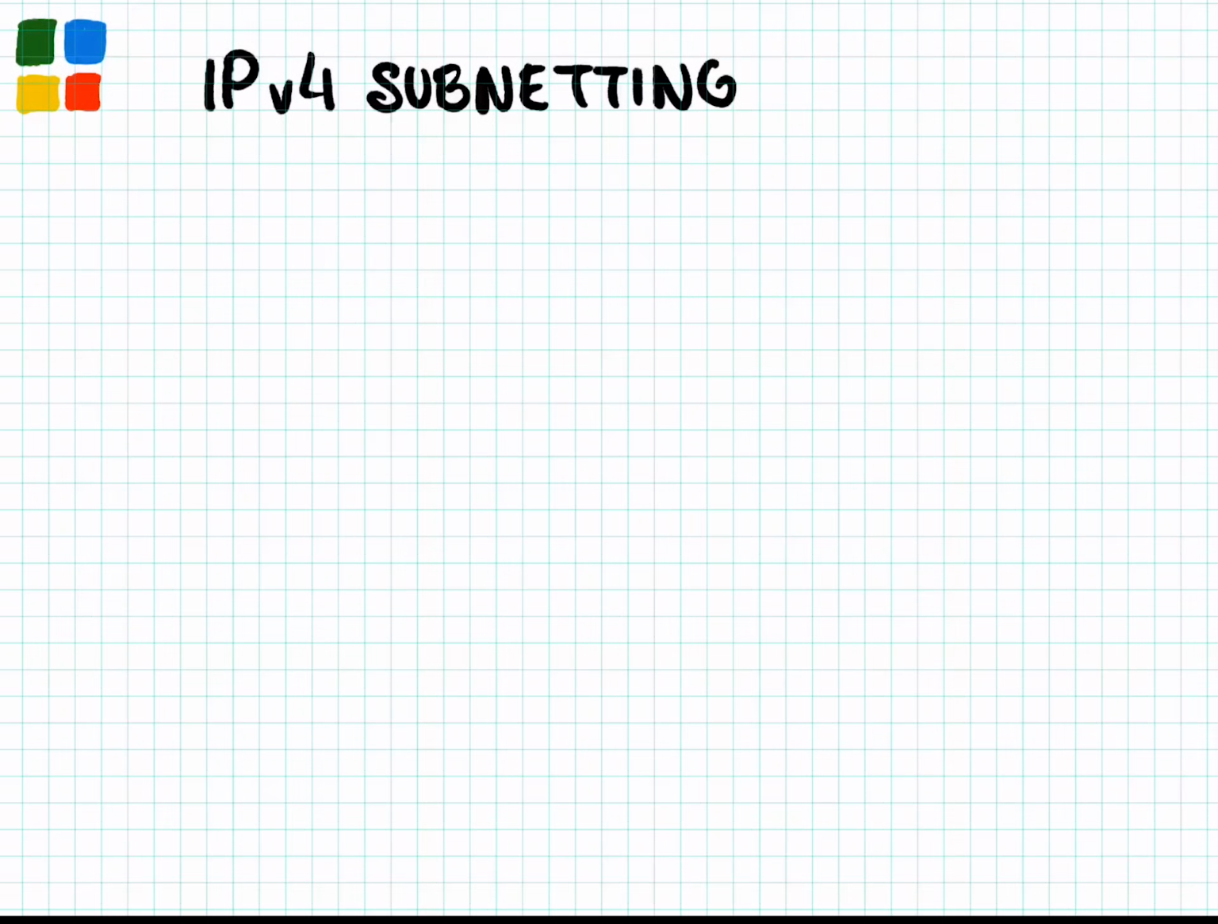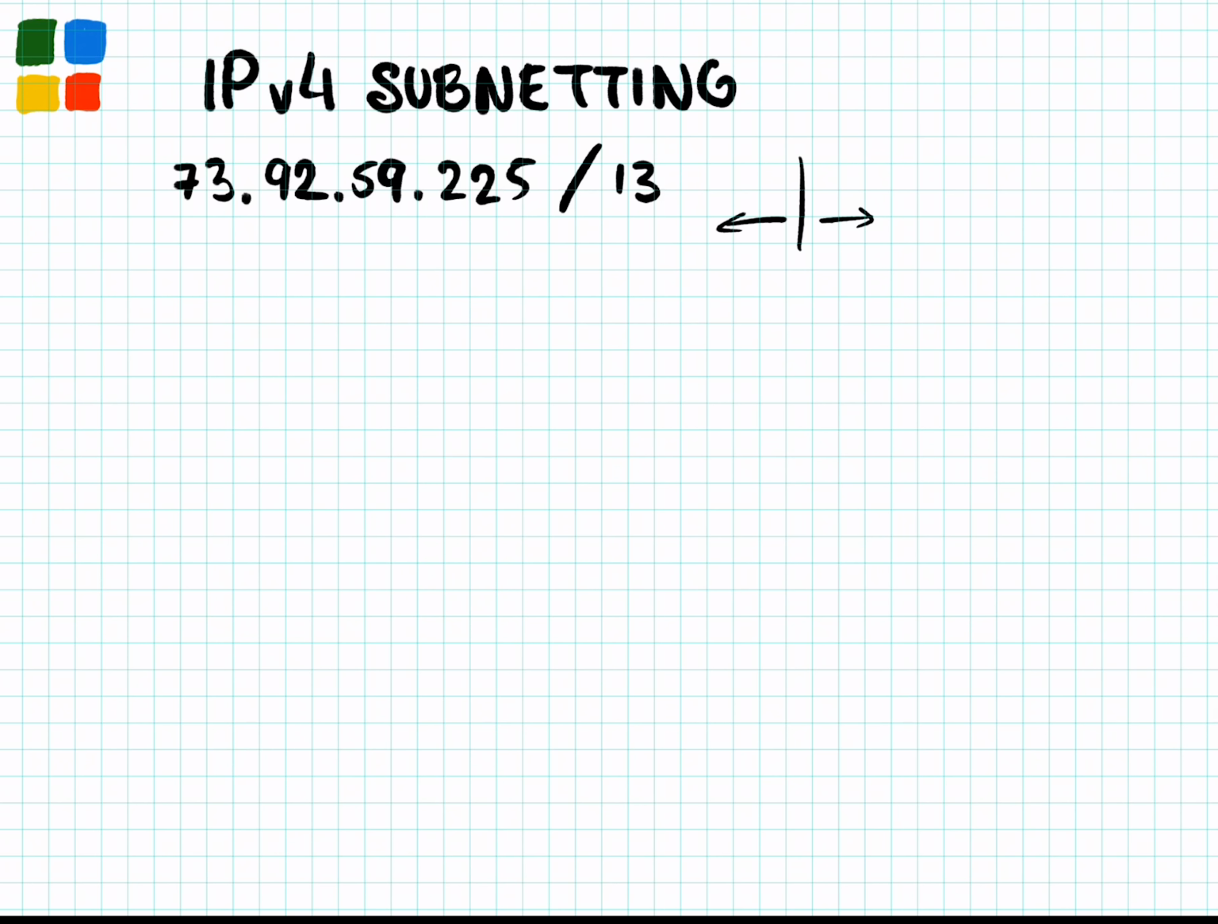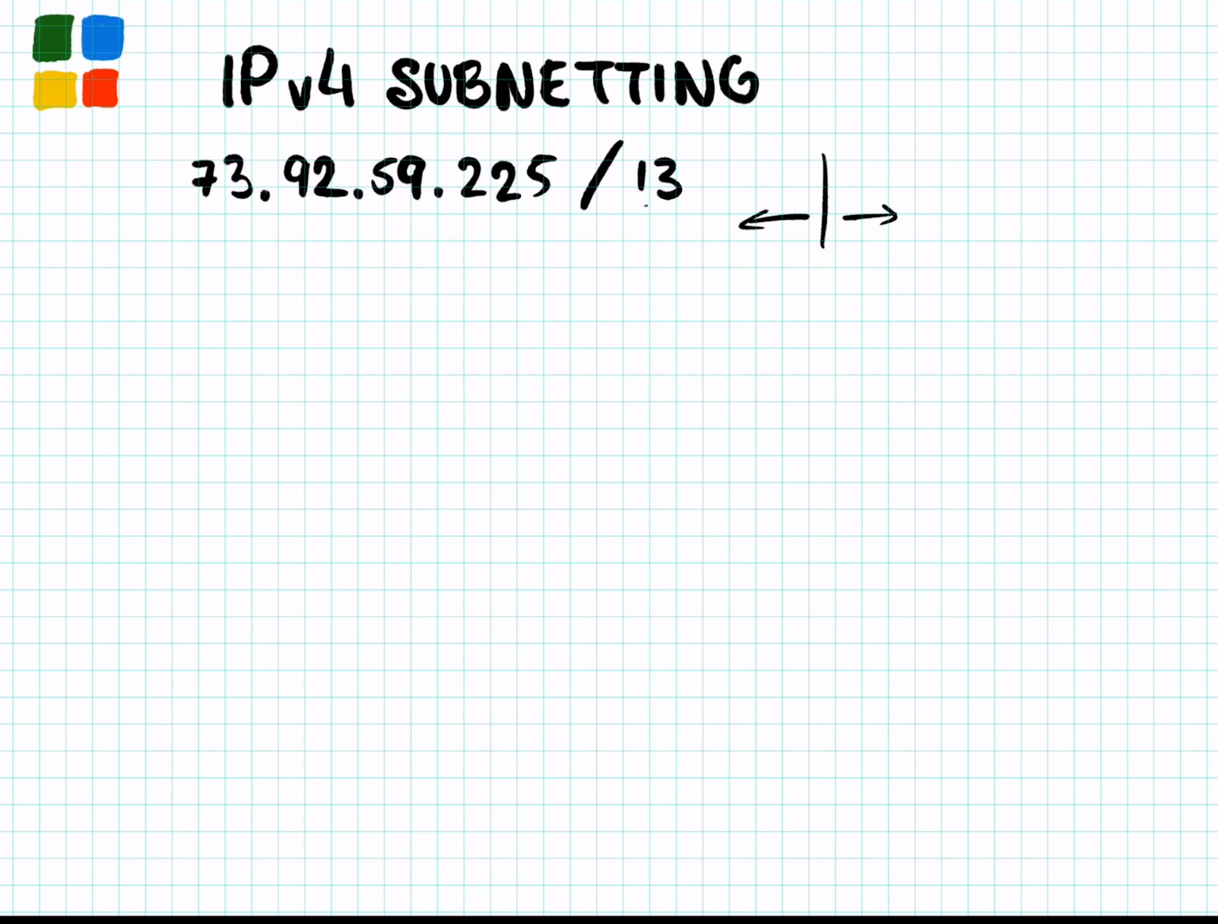All right, let's discuss how to do the IPv4 subnetting. Let's say we have an IP address of 73.92.59.225 and it has a slash number of 13. First, we need to understand what this number 13 does. It tells us that we have to split the address: the network portion would be on this side and the host portion on the other side of the split.